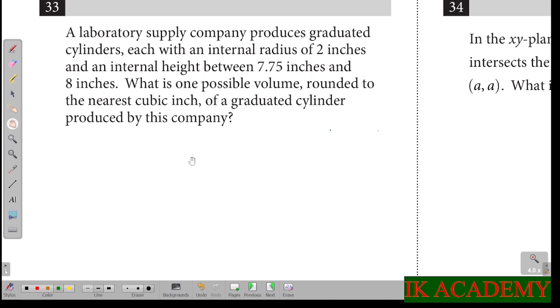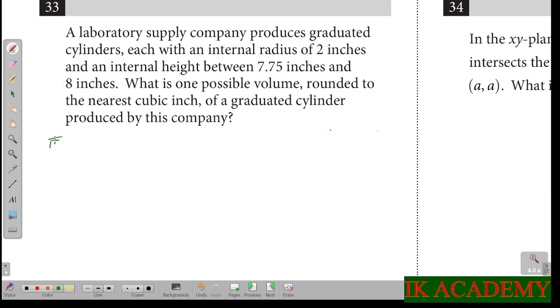The question is, a laboratory supply company produced graduated cylinders, each with an internal radius of 2 inches and an internal height between 7.75 inches and 8 inches. What is one possible volume, rounded to the nearest cubic inch, of a graduated cylinder produced by this company? So here we have been given the radius is 2 and the height is from 7.75 inches to 8 inches. So this is the lowest height and this is the highest height of the cylinder.